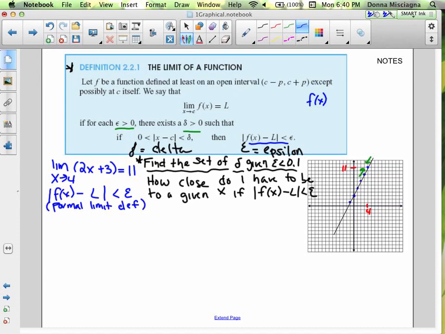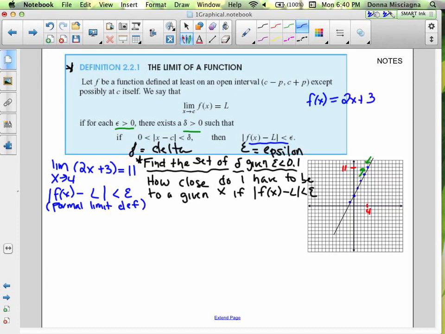And just follow along with me. Even though you're not going to be doing delta epsilon proofs, having an example for when you do have to do them will make it a lot easier, and it will make the formal definition of the limit easier to understand.